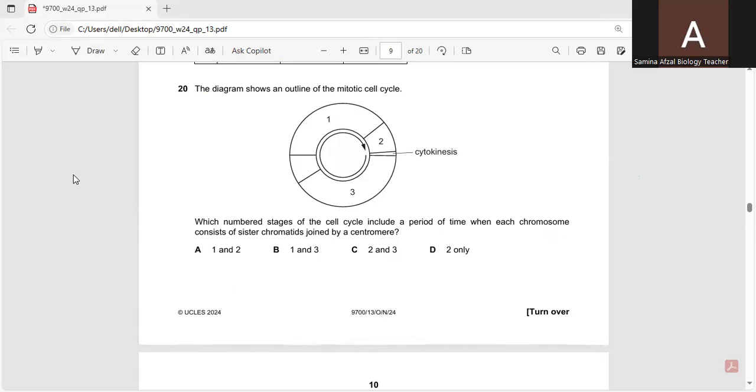So here you can see the major phases. There is phase 1, a large segment representing interphase, and phase 2 is the smaller segment representing mitosis, or the M phase, because after this there is cytokinesis. So division will take place. And phase 3, following phase 2, would also be part of interphase.